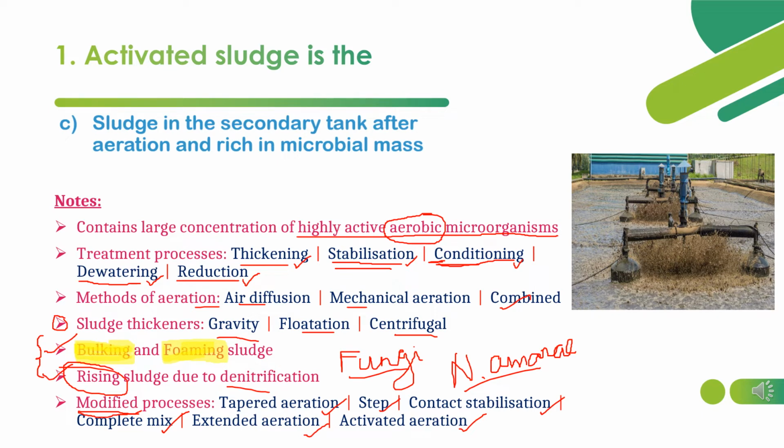So in the activated sludge plant, we have many concepts. We have seen by snippets, like treatment processes, 5 treatment processes: thickening, stabilization, conditioning, dewatering, reduction. Methods of aeration: air, mechanical. Sludge thickeners are 3 types. And these are some problems: bulking, foaming, and rising sludge. And what are the modified processes? So these many concepts are included in activated sludge treatment. Now let's move on to the second.